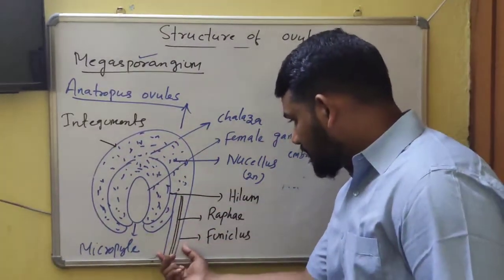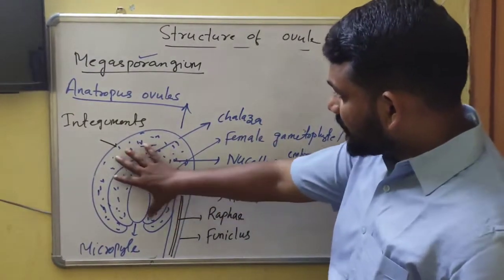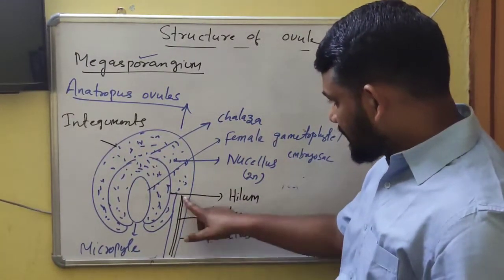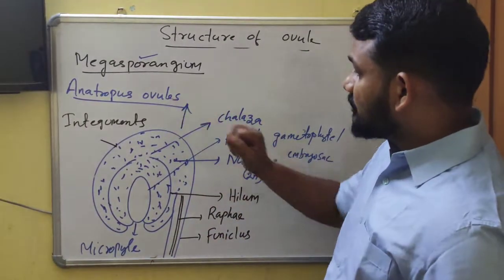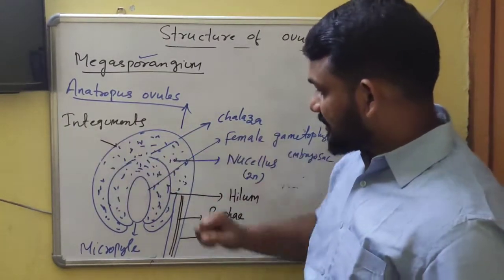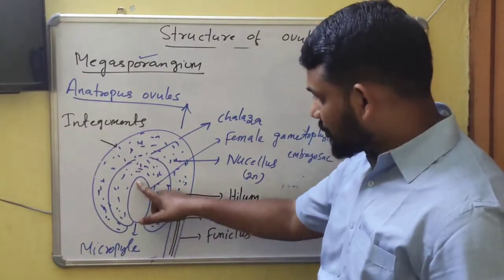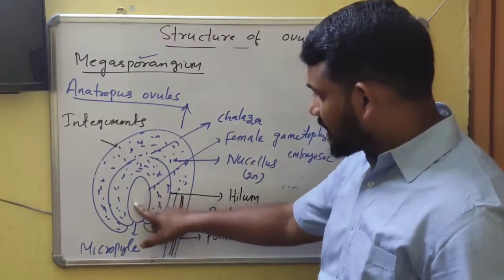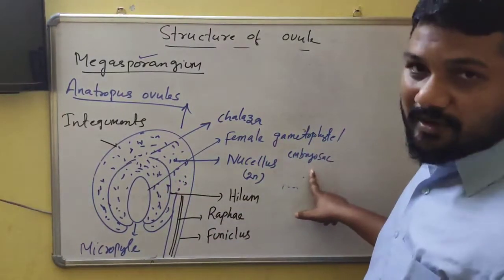This is the stalk or axis, funiculus, and this is hilum, the point where body of the ovule is attached with funiculus. This is the raphe, vascular strand present only in anatropous ovule. And this nutritive tissue is called nucellus. Protective layers are integument. This region is called chalaza, and this region is called micropyle. And this is the centrally located structure. This is called female gametophyte or embryo sac.